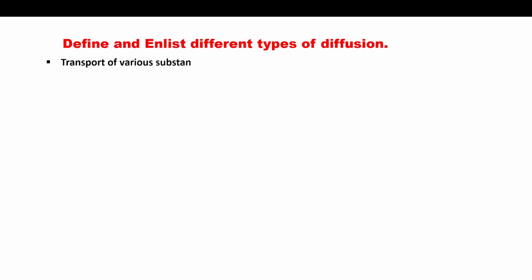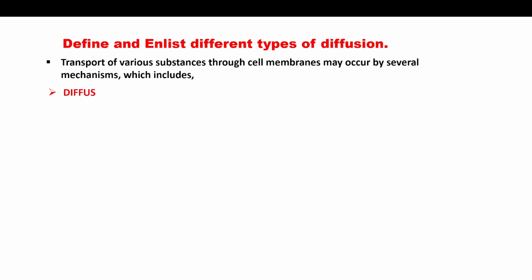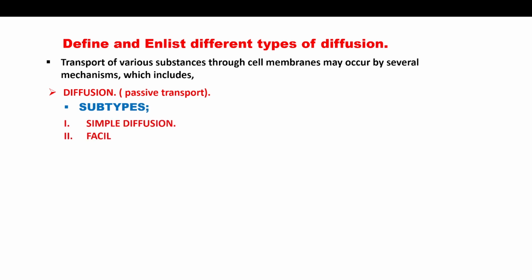Define and enlist different types of diffusion. Transport of various substances through cell membranes may occur by several mechanisms, which include diffusion, passive transport, with subtypes simple diffusion and facilitated diffusion. Factors that affect the net rate of diffusion.